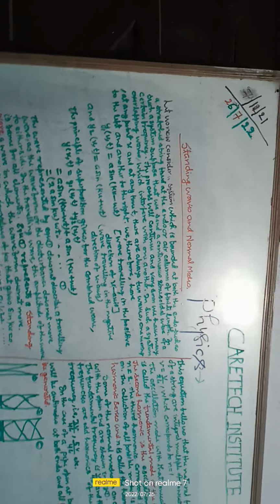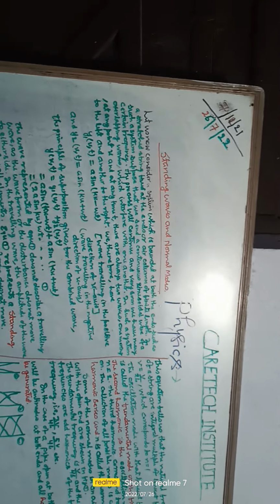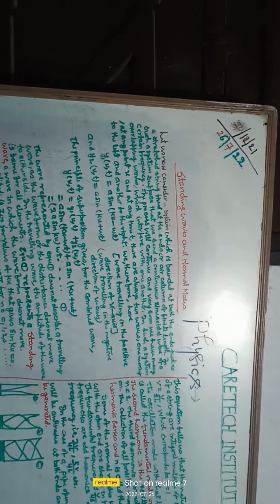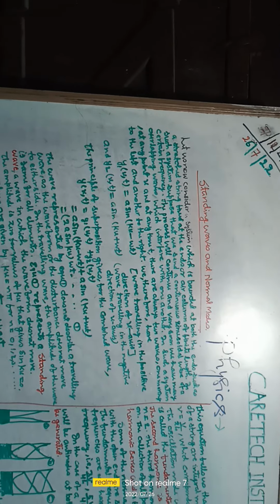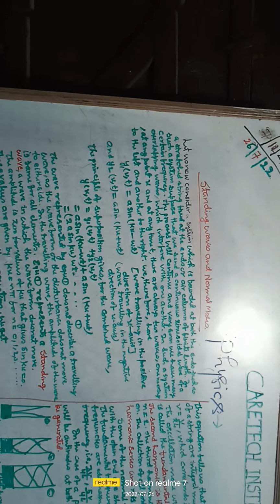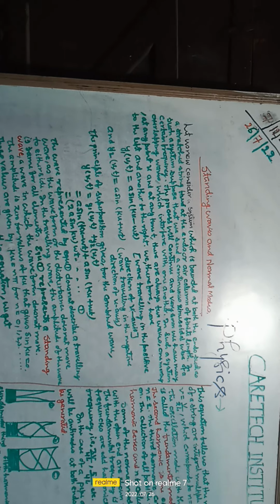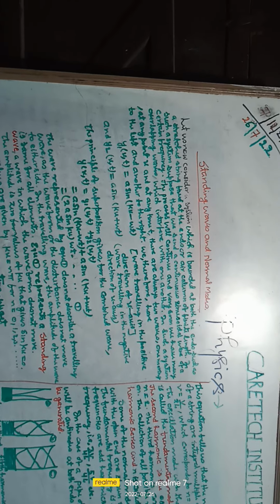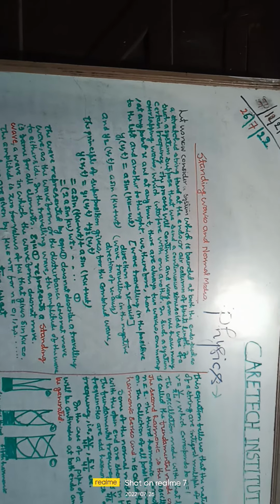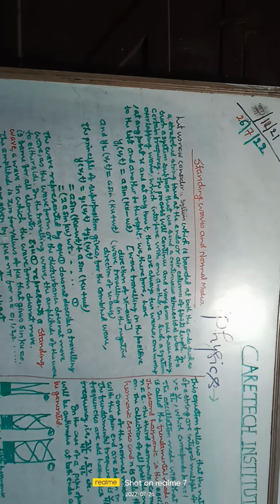Today, we shall study standing waves and normal modes. Let us consider a system which is bounded at both ends, such as a string fixed at the ends, or a column of finite length. In such a system, suppose that we send a continuous sinusoidal wave of a certain frequency.